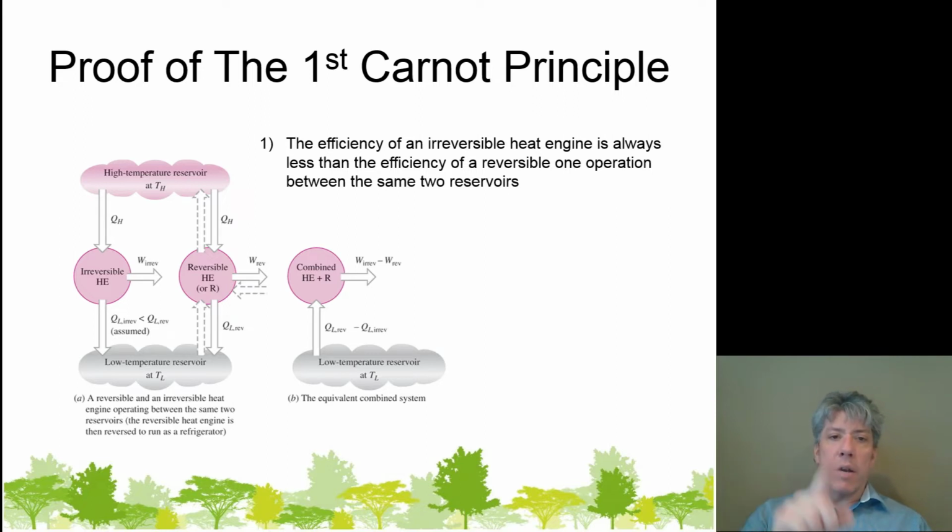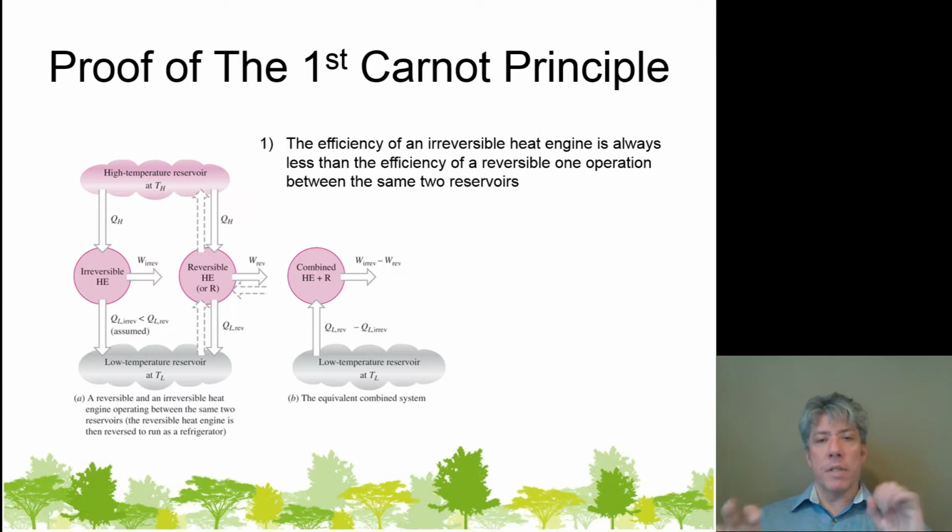And you see the dotted arrows indicating the same device being operated in reverse. But we're going to assume, for the sake of argument, that the irreversible heat engine can actually produce more work, that the amount of heat output that it produces and throws away is less than the amount of QL that the reversible heat engine throws away. Okay? So the amount of work produced by the irreversible heat engine would be greater than the amount of work produced by the reversible one. So that's what we're going to assume.